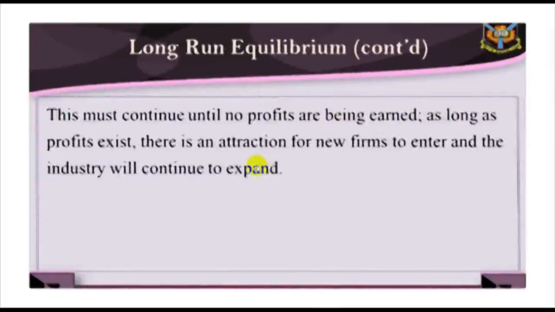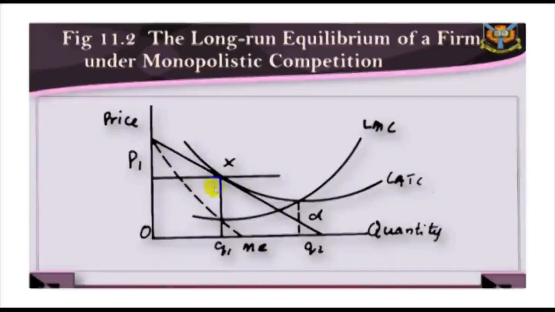This must continue until no profit is being earned. As long as profit exists, there is an attraction for new firms to enter, and the industry will continue to expand. The final position must be like what is indicated in the figure below. The demand curve touches the average total cost at only one point, X, corresponding to quantity Q1 and price.